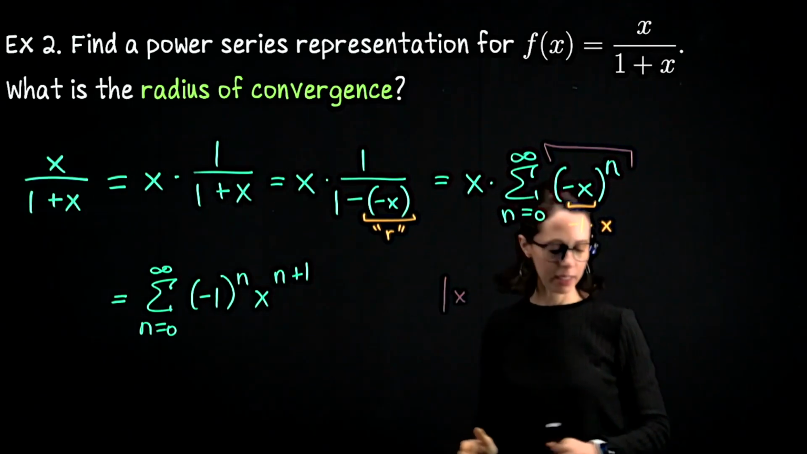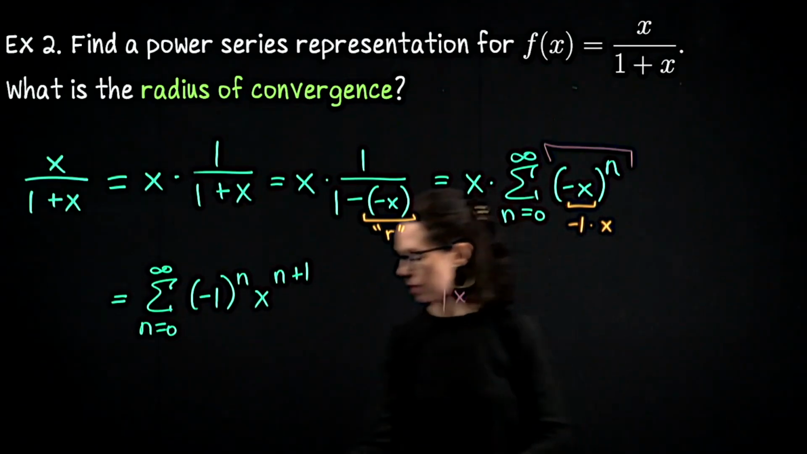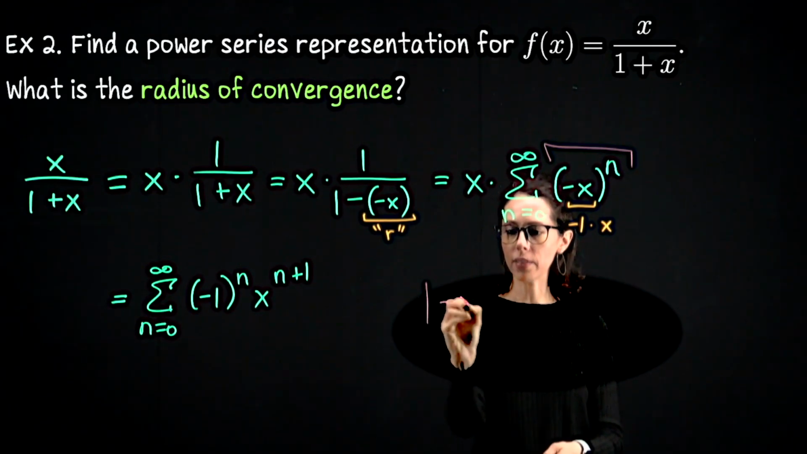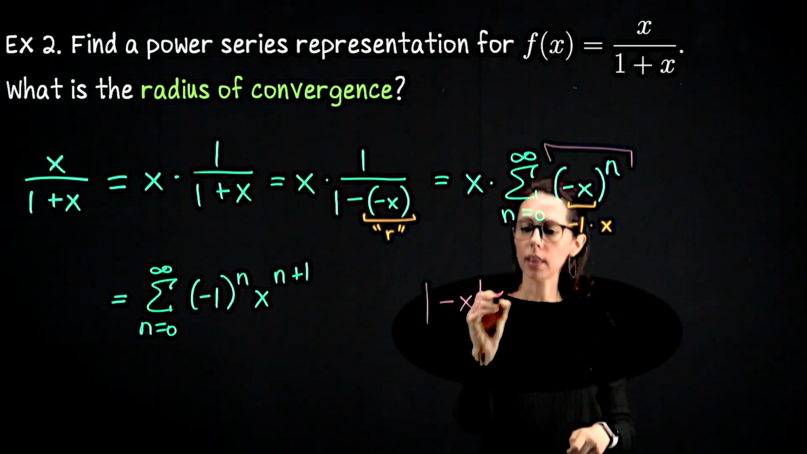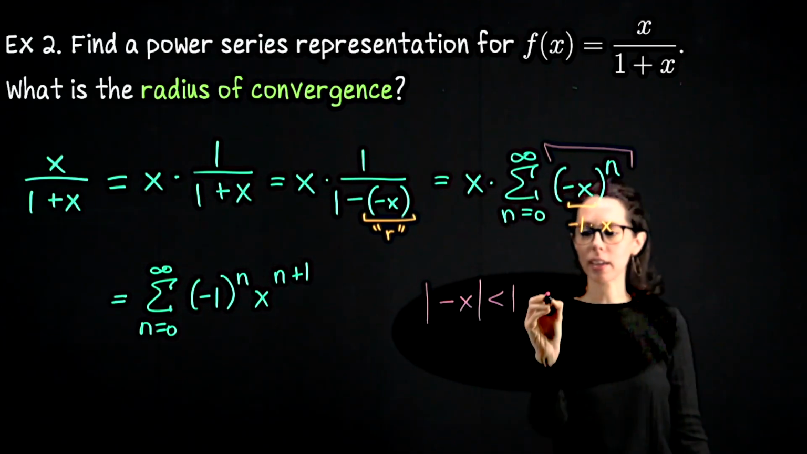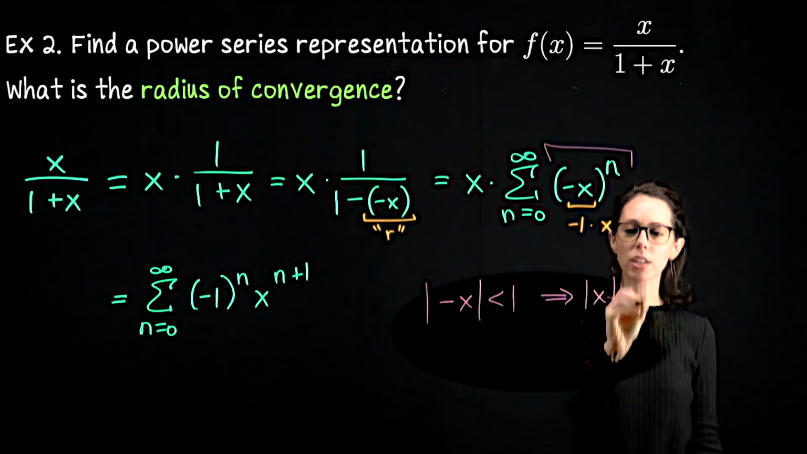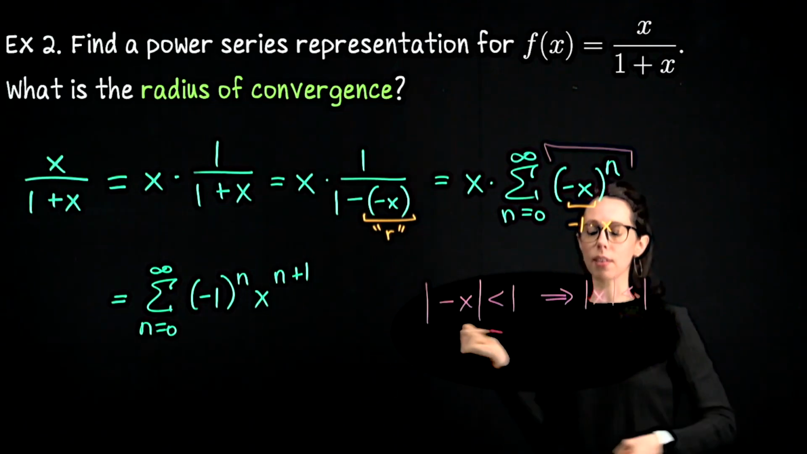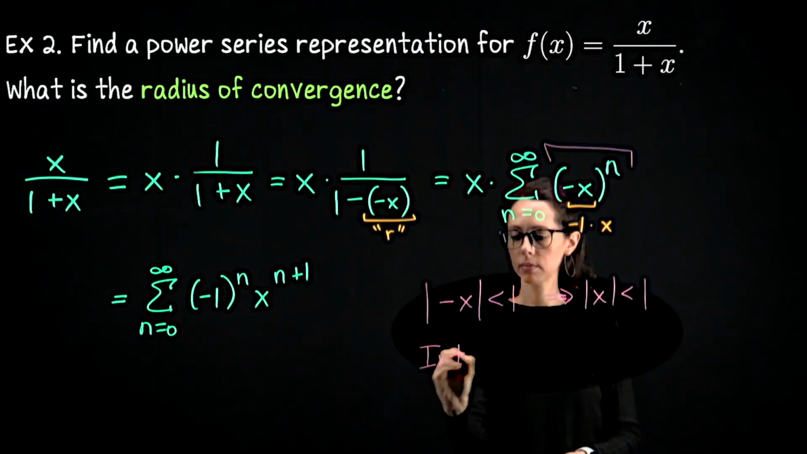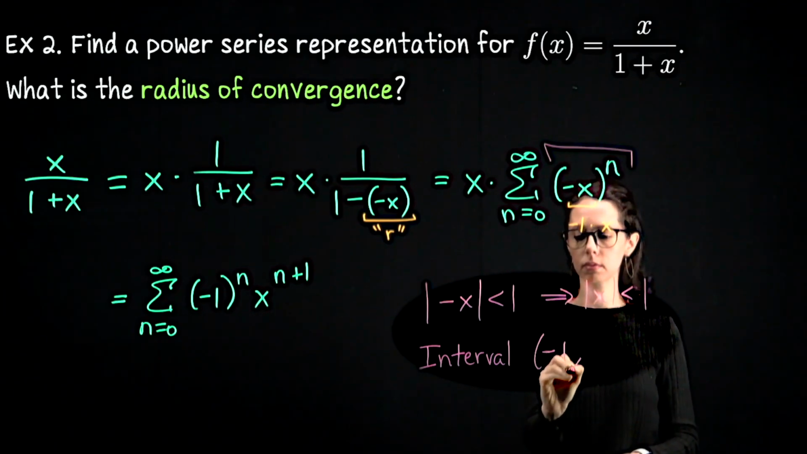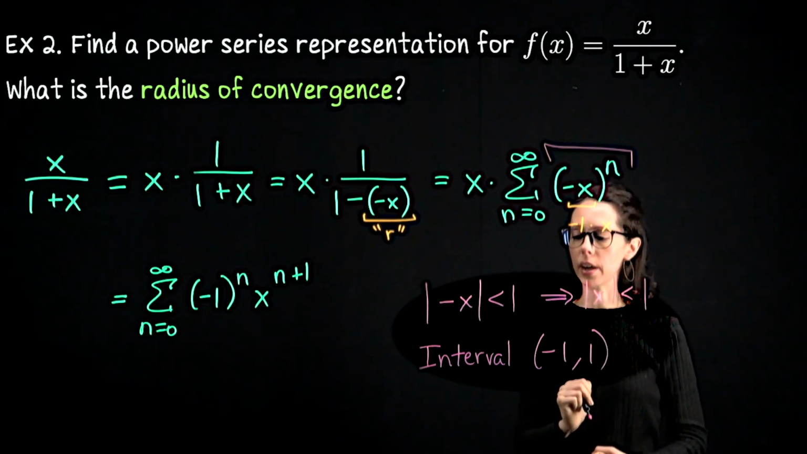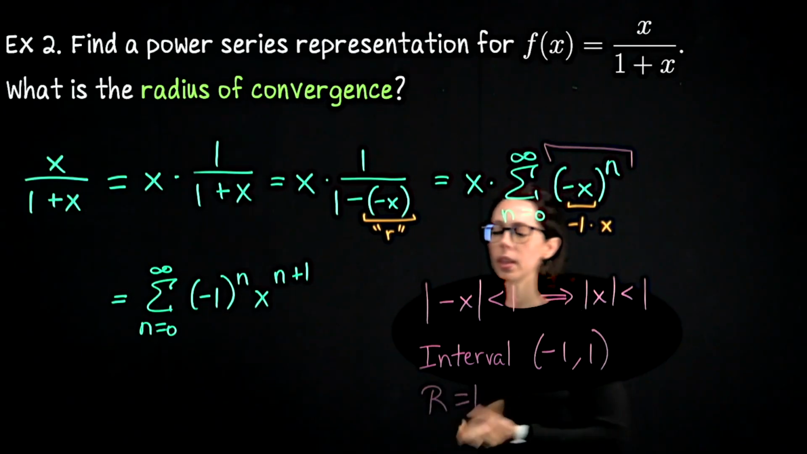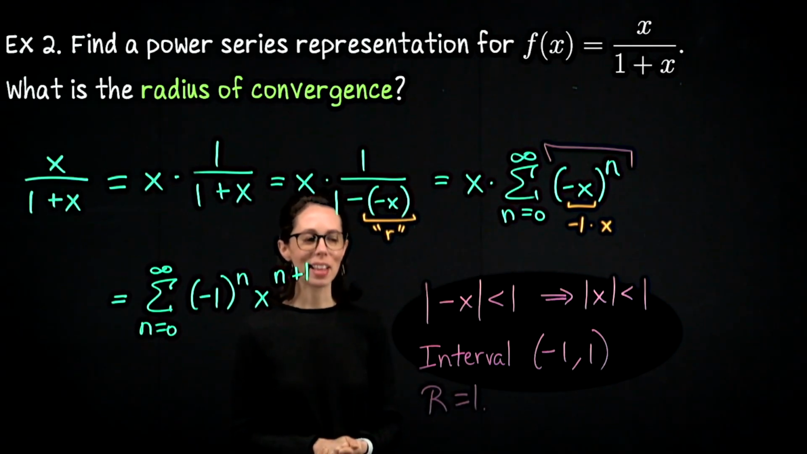Sorry, I want to write it exactly as I have it. So let me erase this. Okay. We want to have the absolute value of negative x, this base here, less than 1. Well, that's the same thing as the absolute value of x is less than 1. So we're actually back to the same interval of convergence that we've seen already. This has an interval of convergence of -1 to 1. Around its center of 0, so that means the radius of convergence is 1. Okay, so that wraps up this example. Let's go on to the next one.